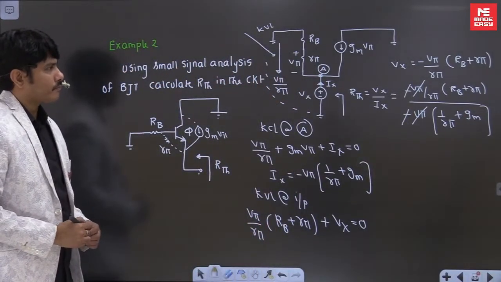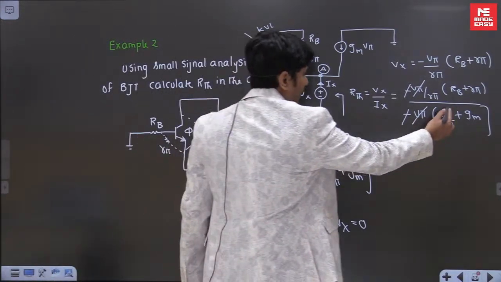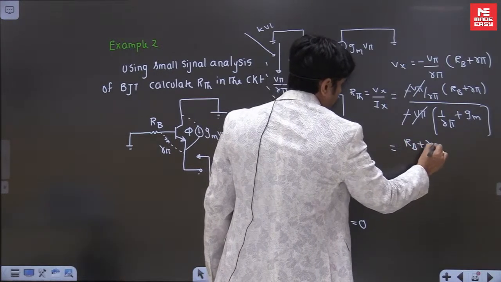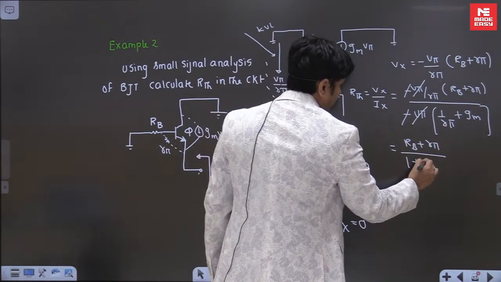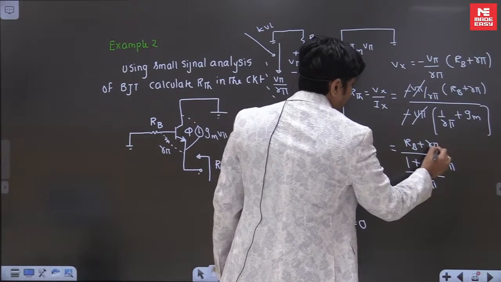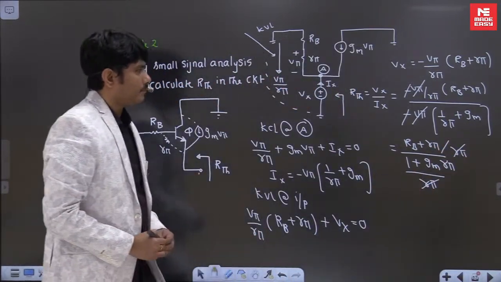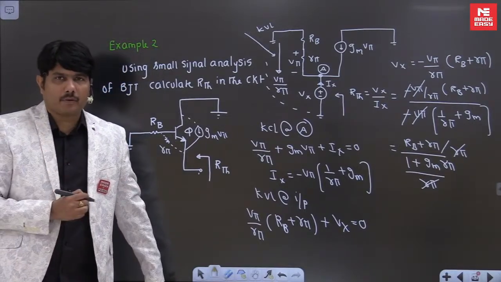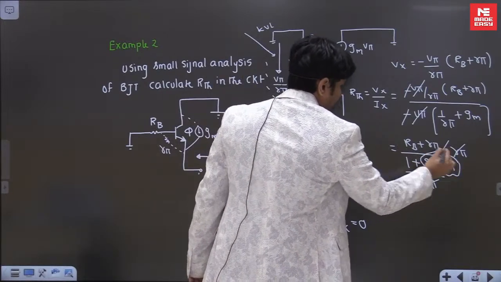Great. Good. Then what can happen here is, if you take an LCM here, it is RB plus R pi divided by, here LCM 1 plus GM into R pi by R pi. Okay, this is R pi. So R pi will be cancelled. A student should know what is the meaning of GM into R pi. This type of basics we have to learn here perfectly.